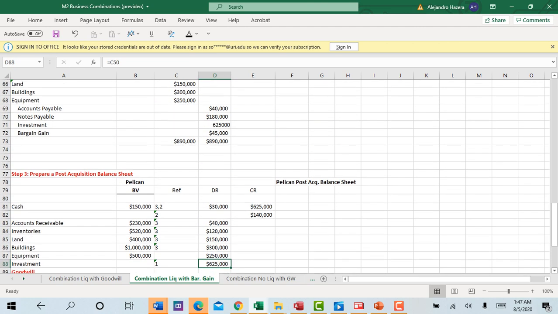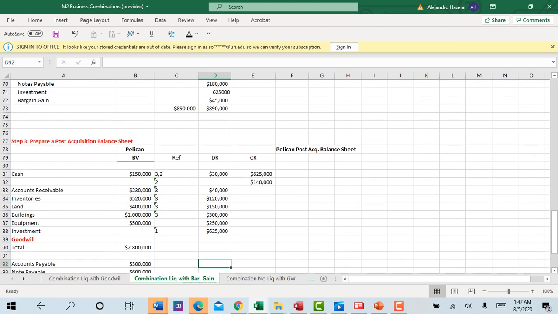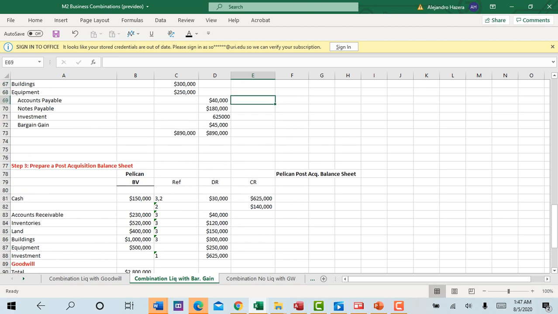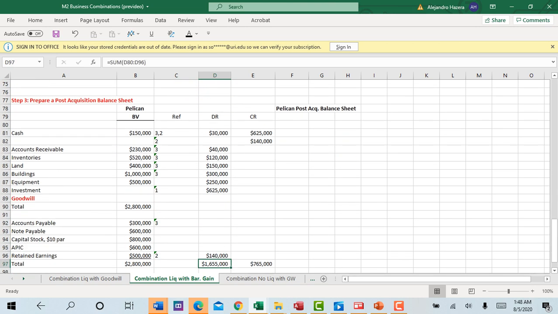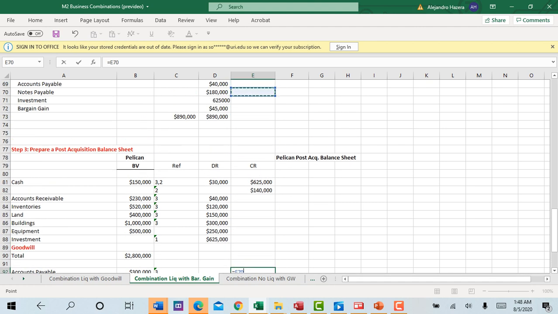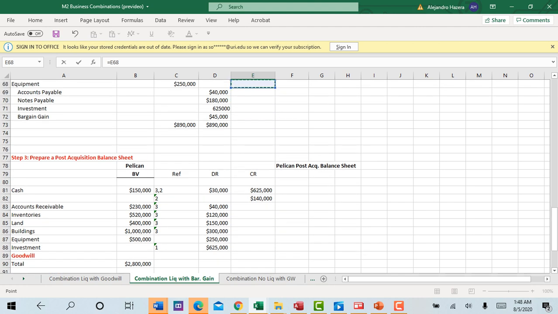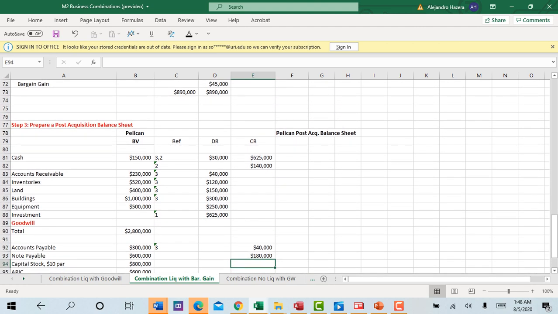A debit for $250. Okay, and then I'm bringing over liabilities too, and keep in mind with those credits, I'm writing up their liabilities. So, and this is entry 3 also, I am going to credit accounts payable for 40. Credits to notes payable for 180.